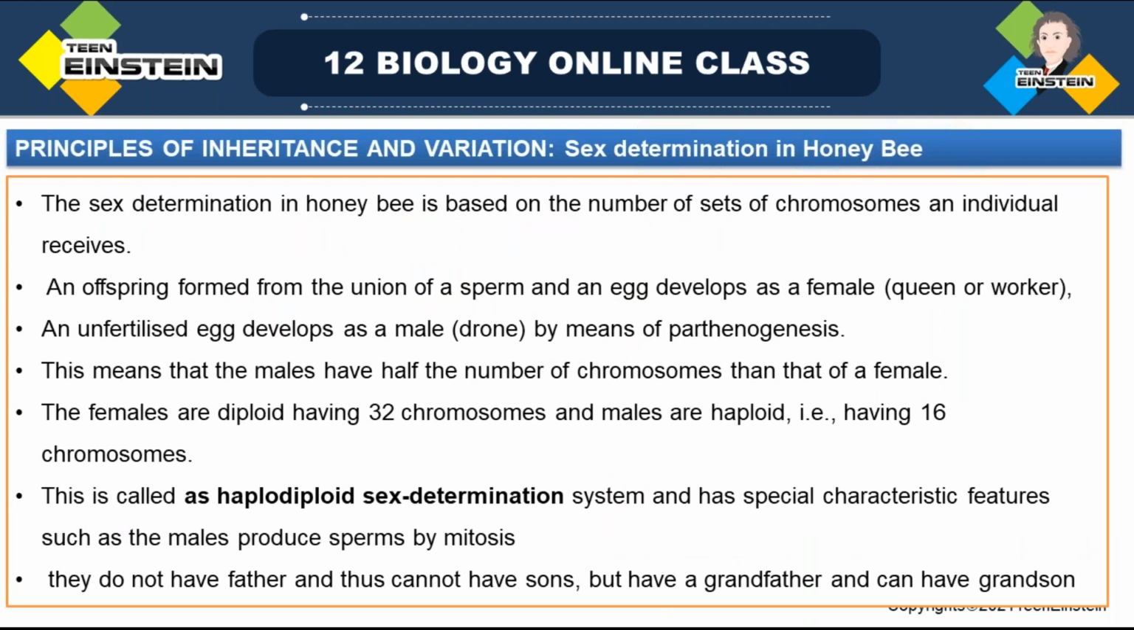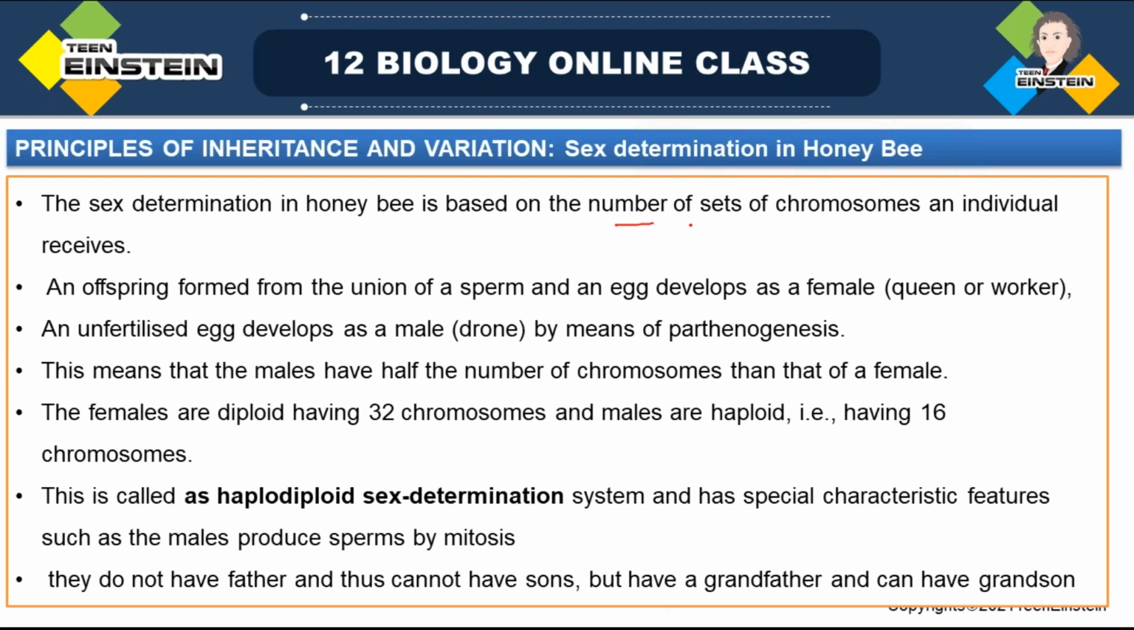So the sex determination in honeybee, that's what we are going to learn now. In human beings, we learned that it was XY type. In honeybee, the sex determination is based on the number of sets of chromosomes an individual receives. Okay, number of sets of chromosomes an individual receives.